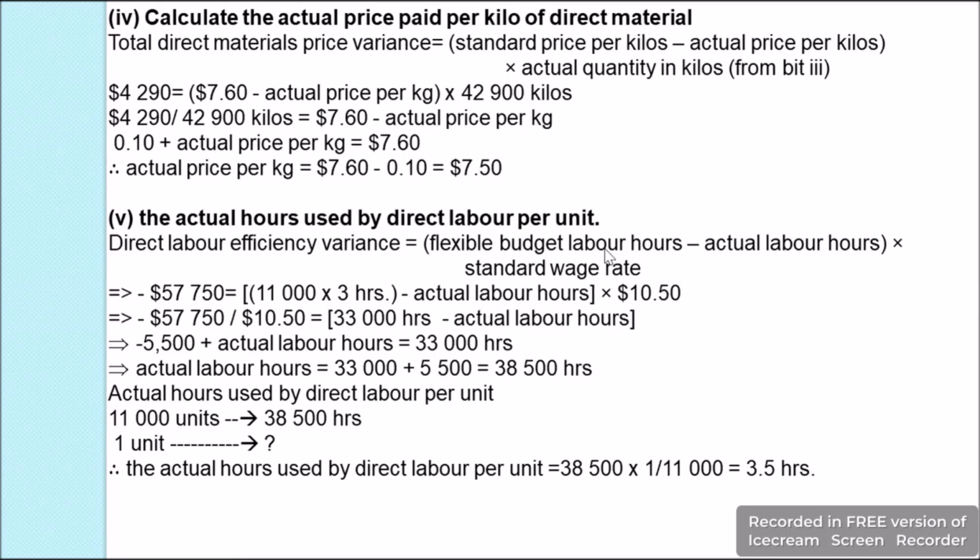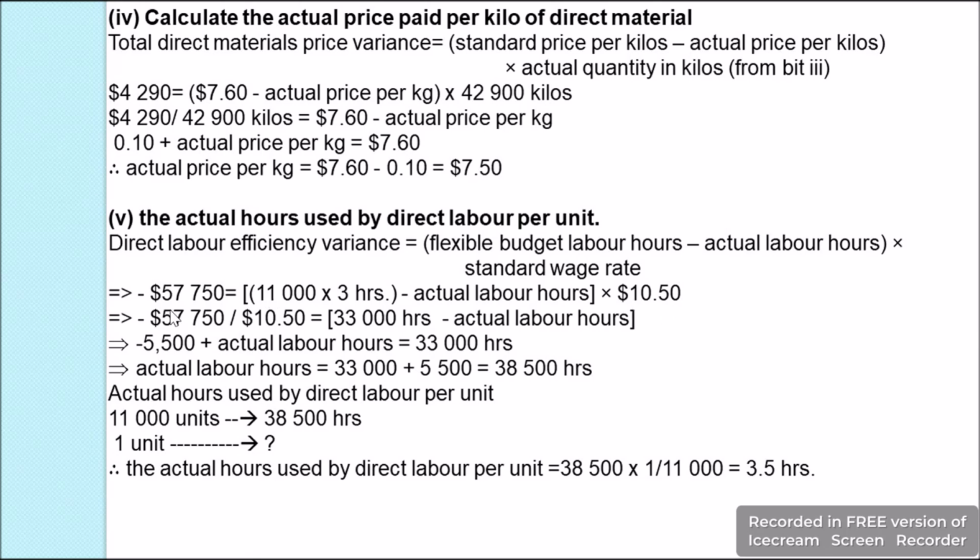In flexible budgeted labor hours, we take the actual units produced and sold, as the budgeted and the actual units are same, hence we will take the 11,000 as it is, and then we multiply this with 3. So we start with the labor efficiency variance, which is adverse, and hence it is negative $57,750 will be equal to 11,000 into 3, which will be 33,000 hours minus the actual labor hours times the standard wage rate, which was given as $10.50.